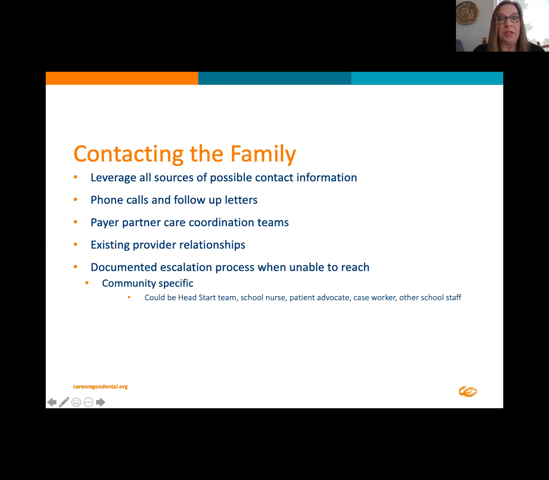But really, our payer partners have been at the table with their own care coordination teams. They may have information not only about that particular child, but also about the family in general. Next slide, please.